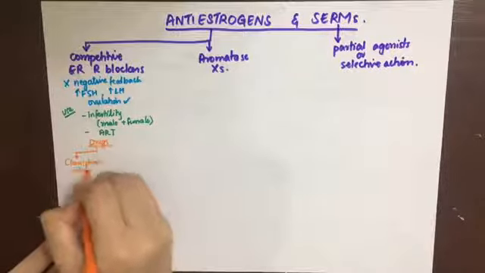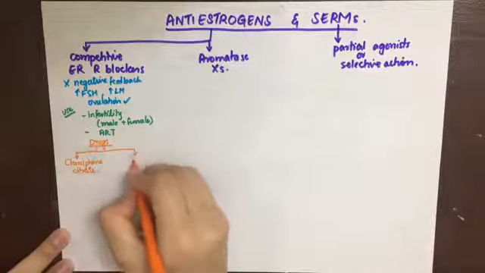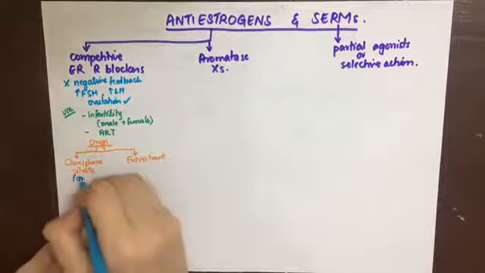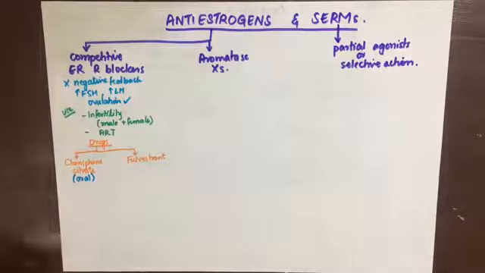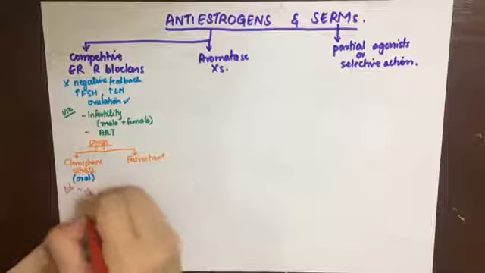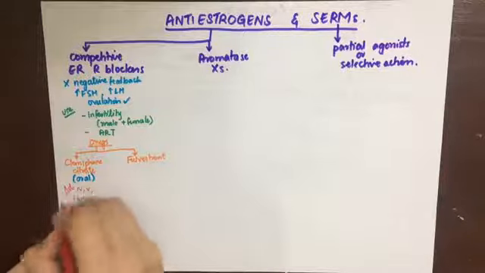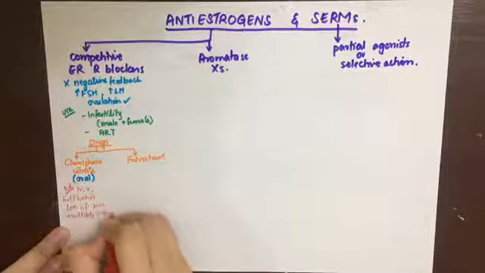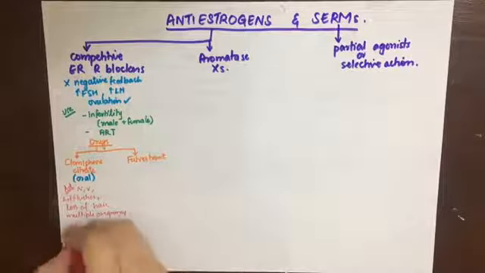Clomiphene citrate is given orally, and it has some adverse effects such as hot flushes, nausea, vomiting, headache, loss of hair. Multiple pregnancies can occur because of increased ovulation. There can be ovarian cysts due to ovarian hyperstimulation, and malignancy as well. There is weight gain and breast discomfort.